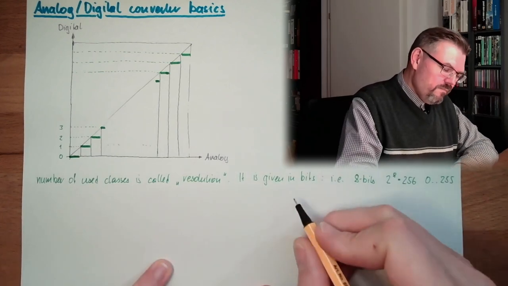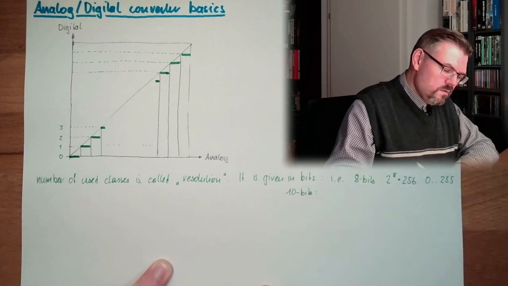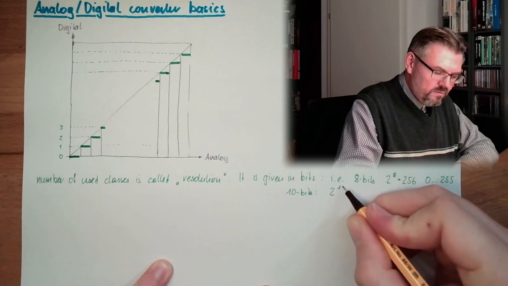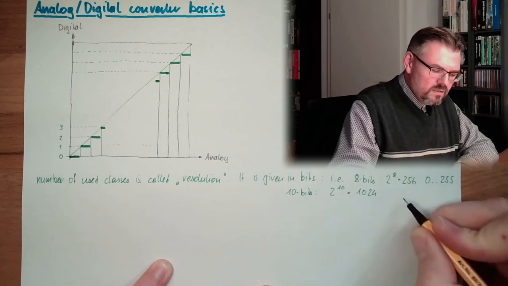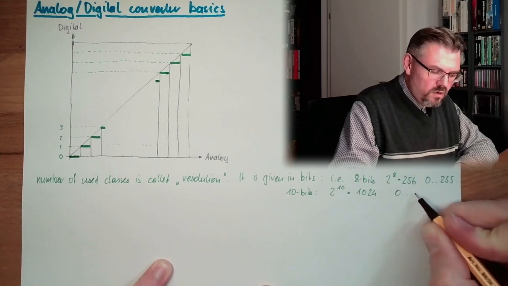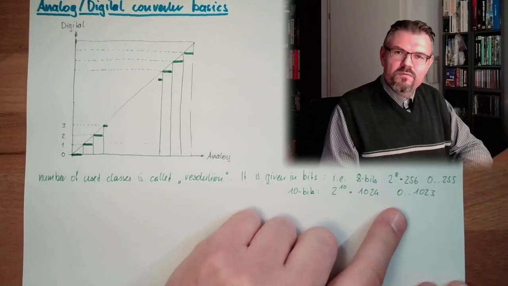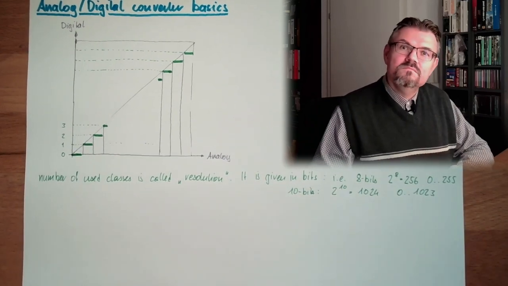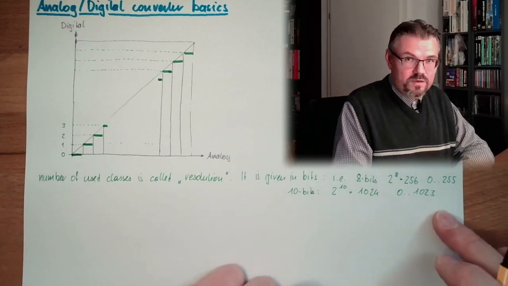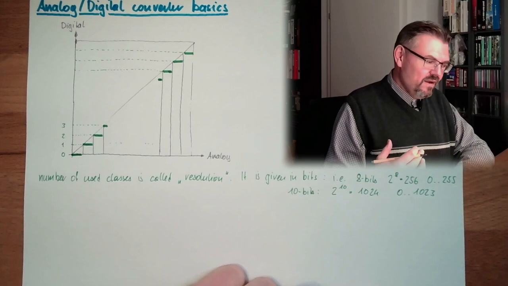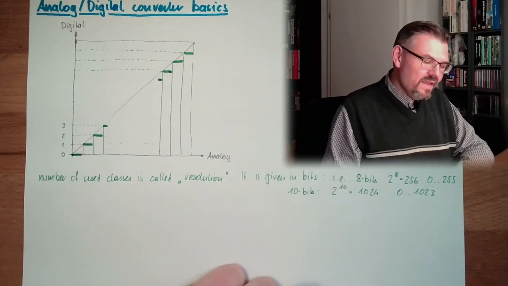If we have 10 bits, for instance, then we would have 2 raised to the power of 10, and this is 1024. So we are using numbers between 0 and 1023. This is, for instance, if you have ever dealt with an Arduino, the reason why you get numbers between 0 and 1023, because the analog digital converter inside this Arduino has a resolution of 10 bit.